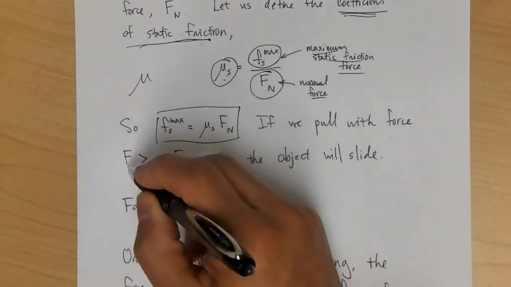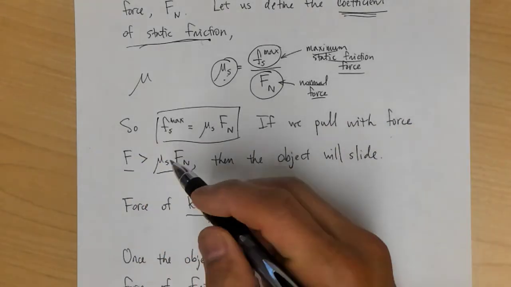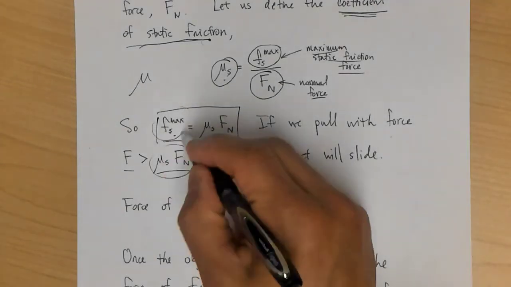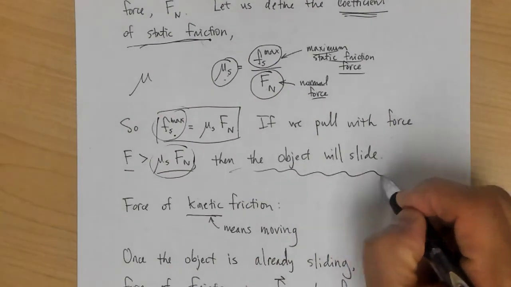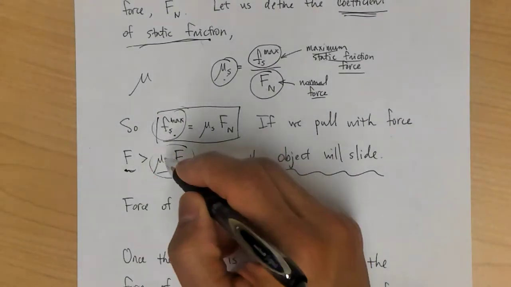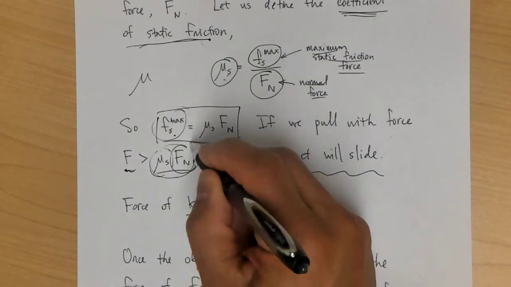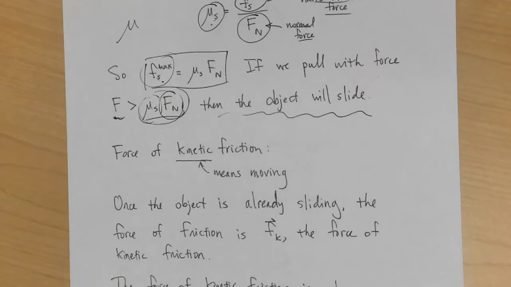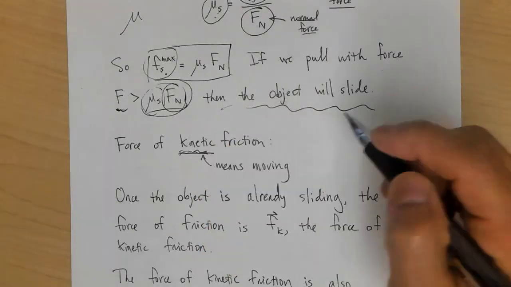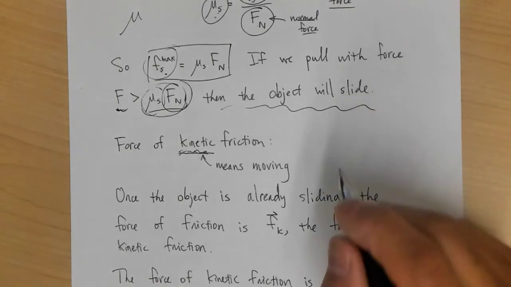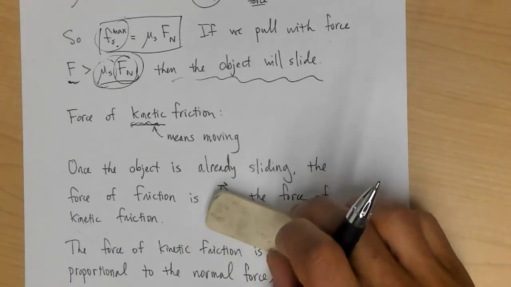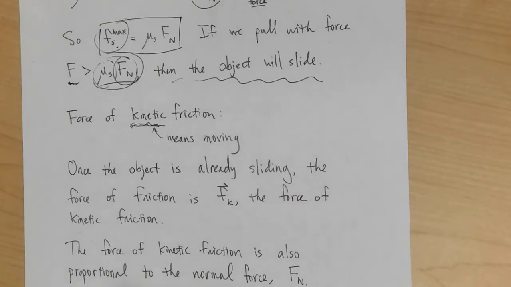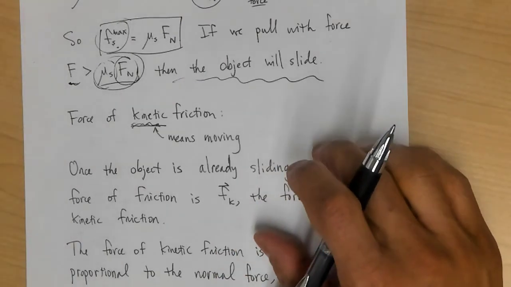So if we pull with a force F that exceeds mu s Fn, which is the maximum static friction force, then the object will slide. So if you pull with a force greater than mu s times the normal force, then the object will slide. Now, once the object is sliding, we call the force of friction kinetic friction. And in general, once an object is sliding, the amount of force that the friction exerts will be less than the maximum static friction force.